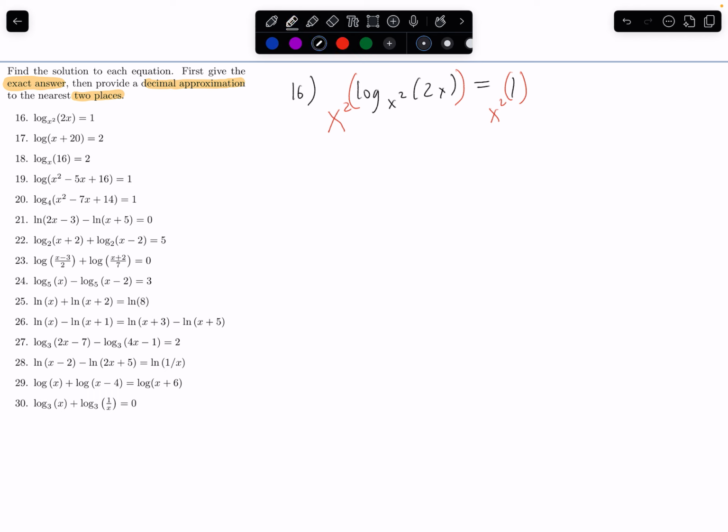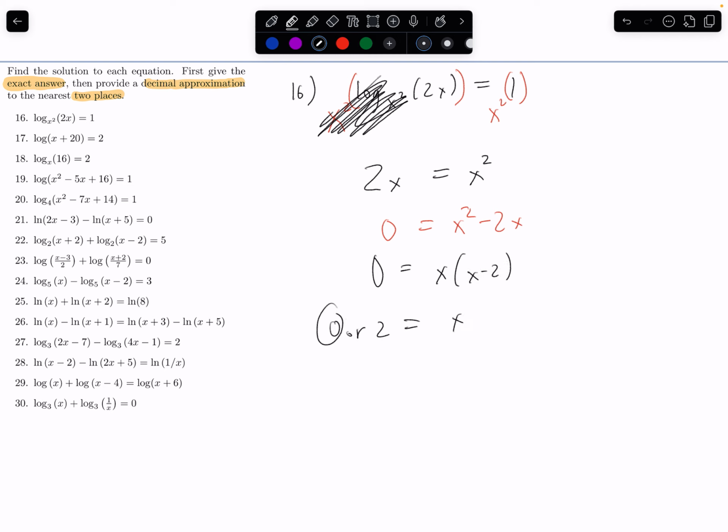Remember they're inverse functions. So these guys just basically cancel each other out, giving me just 2x on the left. And the right, x squared to the 1 is x squared. Okay, that's looking very nice. How do I solve this thing? Well, let's move all the x's to one side. I'm going to move it this way so that my x squared will stay positive. So I subtract 2x on both sides. I get 0 is equal to x squared minus 2x. And then from there I can factor. So I get 0 is equal to x times x minus 2, which means x must be 0 or 2.